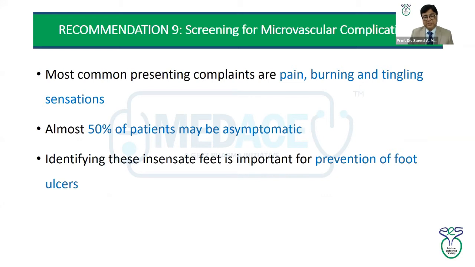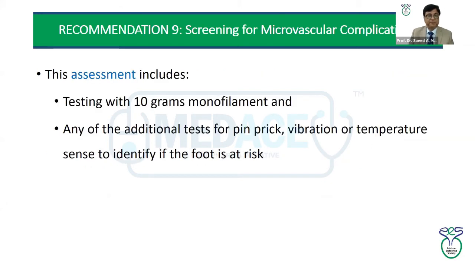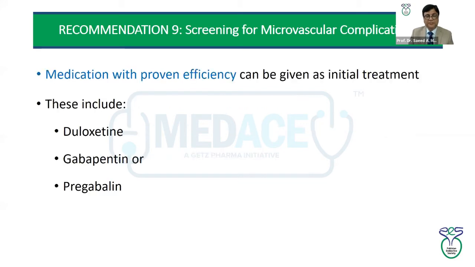Identifying that these patients have neuropathy helps us prevent foot ulcers, because when these patients don't have any sensation, they may have ulcers without any pain. We recommend that the 10-gram monofilament should be used, and the tuning fork should be used for vibration and temperature sense to identify if the foot is at risk.